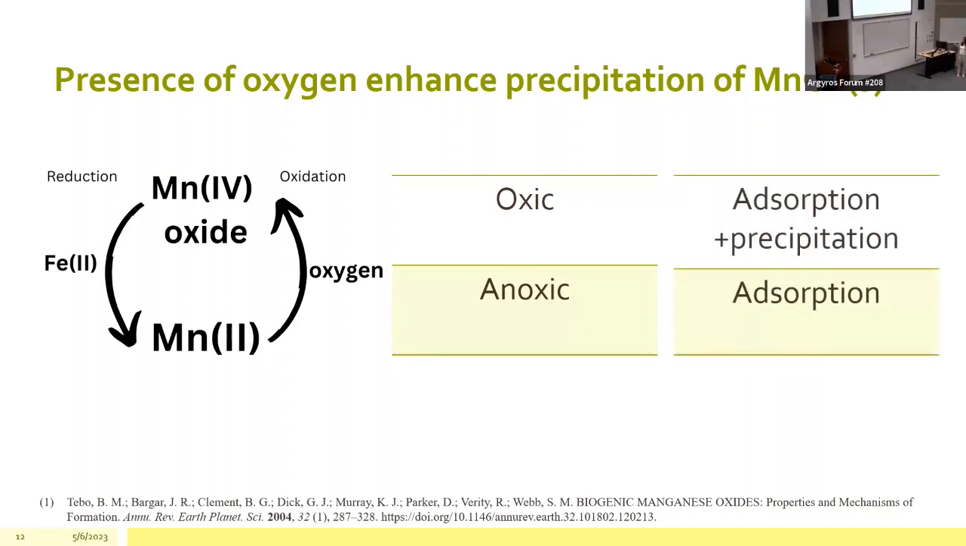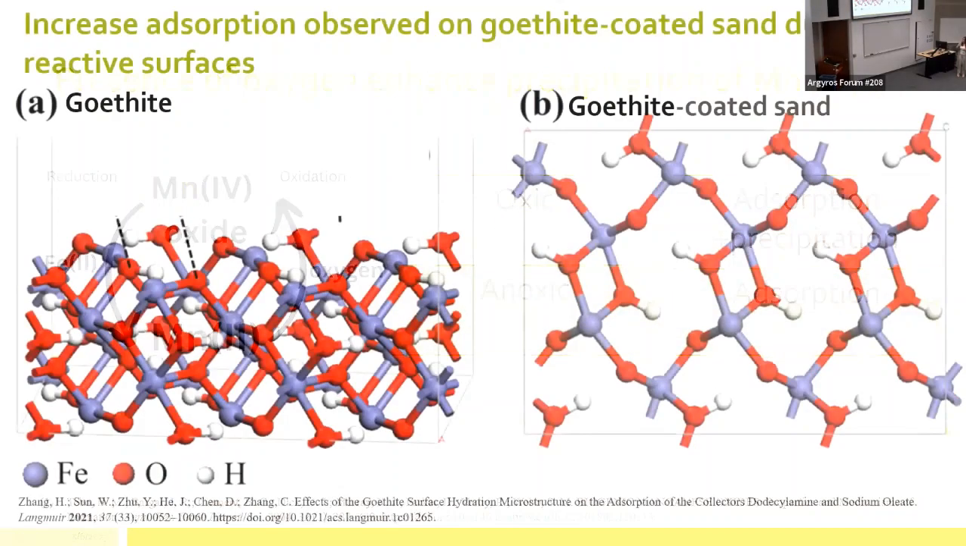And we can conclude that under oxic conditions, adsorption and precipitation add up to the amount of removal, versus under anoxic conditions, where only adsorption will be happening. And last but not least, we saw that the increase of adsorption observed on goethite coated sand is higher, and this is due to the reactive surface that the coating creates.